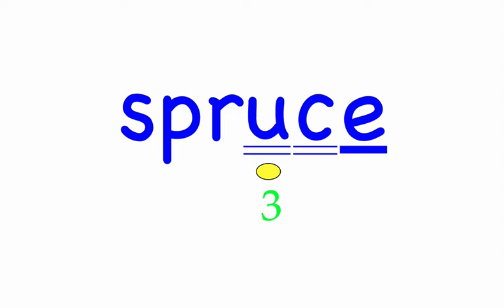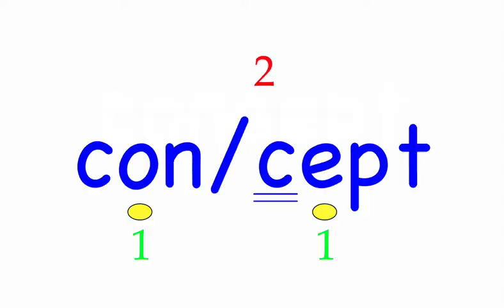Concept. I like your concept. Con, three sounds: K, ah, N. Sept, four sounds: S, E, P, T. Concept. Mark the word.